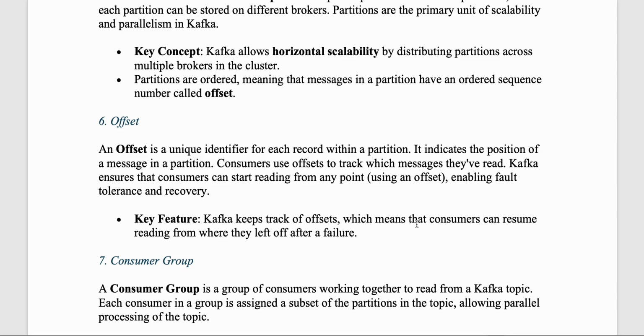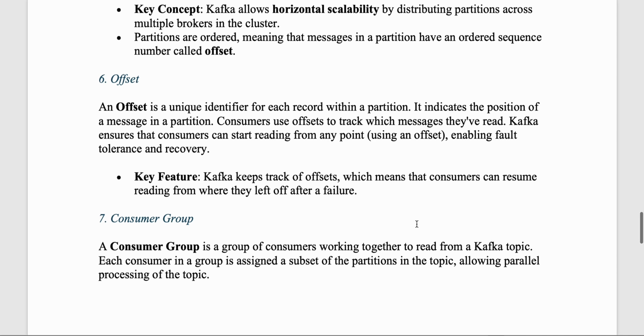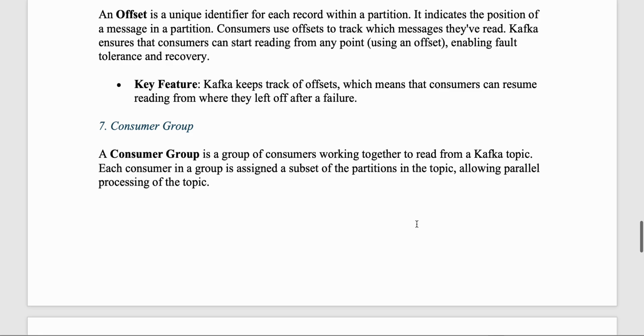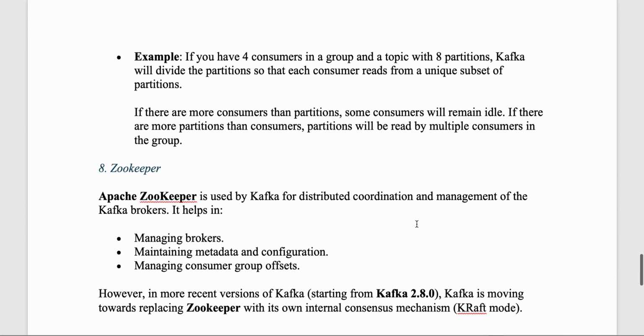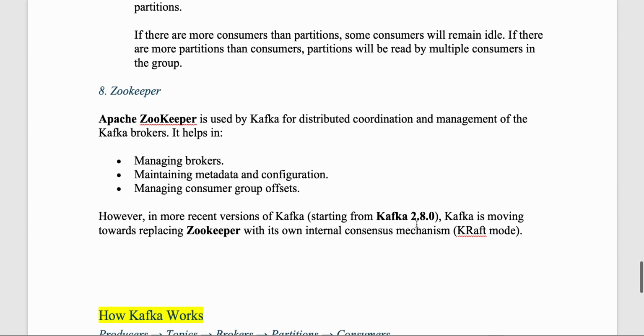Then consumer group. A consumer group is nothing but a group of consumers working together to read from a Kafka topic. Now let's understand what ZooKeeper is. ZooKeeper is used by Kafka for distributed coordination and management of the Kafka brokers. ZooKeeper is like a watch service, which basically manages brokers, maintains metadata and configuration, and manages consumer group offsets.